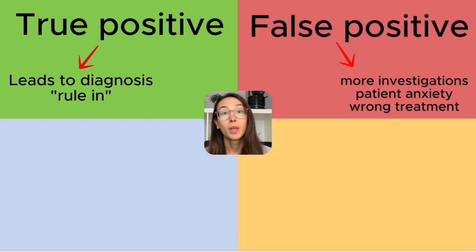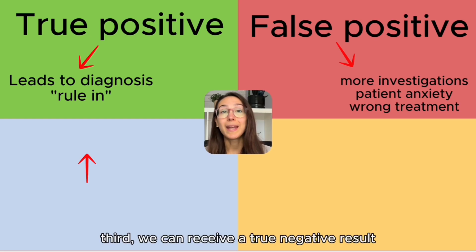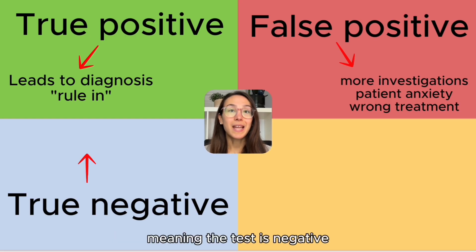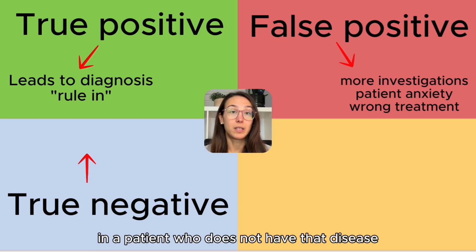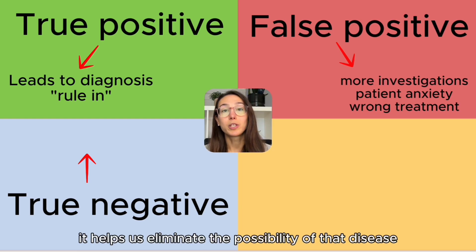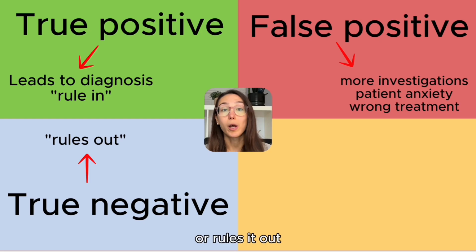3rd, we can receive a true negative result, meaning the test is negative in a patient who does not have that disease. It helps us eliminate the possibility of that disease or rules it out.